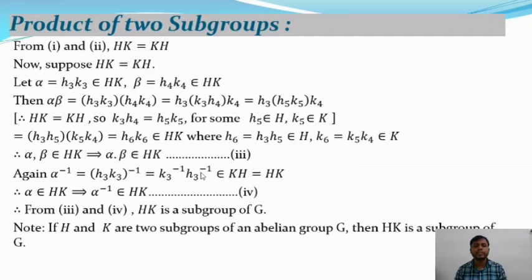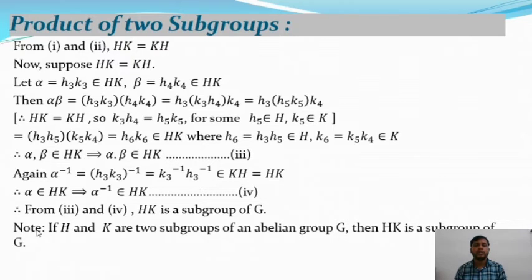Okay, so this is the properties of the inverse function, and K inverse and H inverse belong to KH, and you know that KH is equal to HK, that is given. So alpha belongs to HK implies alpha inverse also belongs to HK. So from equation 3 and equation 4, HK is a subgroup of G. Okay, this is the proof of the above theorem of product of two subgroups.